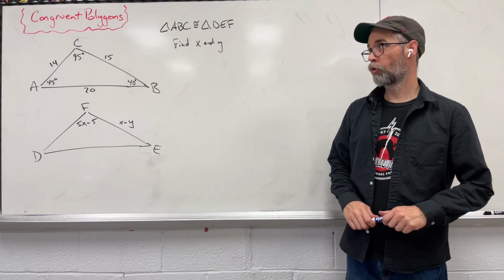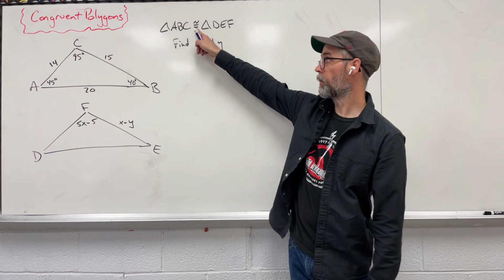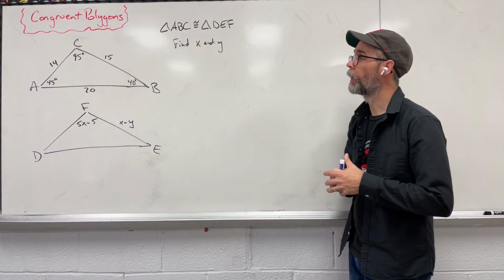Hi, we're going to take a look at congruent polygons today. So we have two triangles here. I'm told that these triangles are congruent to each other. We need to figure out what x and y are.